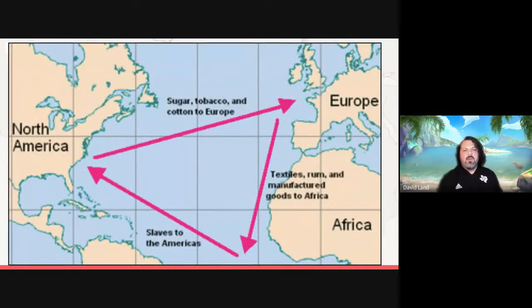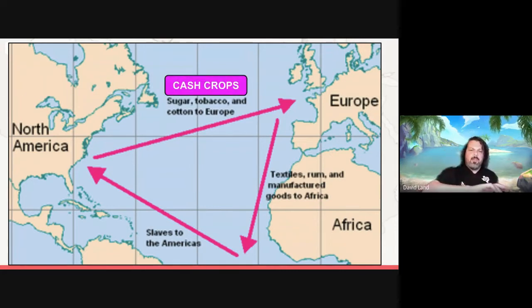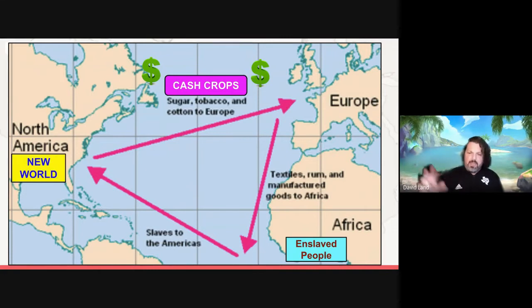So here is a triangle that kind of resembles the Transatlantic Triangle. So we look at North America. North America, the New World, sends its cash crops to Europe. For what? For that money, for that economics. Now, in turn, that means that Europeans will be forced to want to bring over those enslaved people.